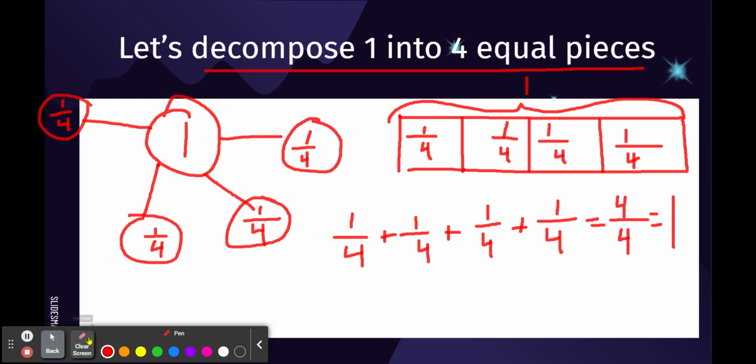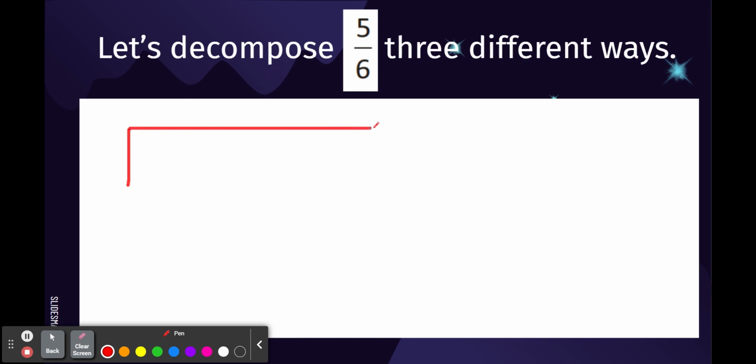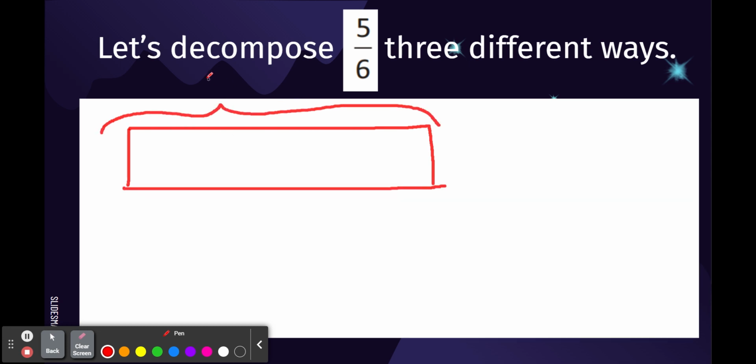Okay. Now let's try this one more time, except this time instead of decomposing 1, we're going to decompose 5/6. I'm actually going to just represent this with a strip diagram. Over here, I'm going to draw 1 whole. The whole strip is going to represent 1 whole, and I'm going to break this into 6 equal pieces. I'm going to split this into 3 on this side and 3 on this side. Now each of my pieces is going to represent 1/6.